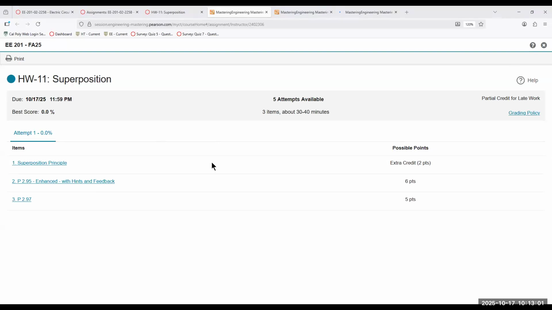Was this mesh current or was this superposition? Sometimes they have the same problems in multiple places, asking to solve in multiple ways. So I might have assigned it for mesh current perhaps. Let's see. No, this was superposition, 2.97. Since it's already here, I can go ahead and do a quick overview on this, and then we'll look at 2.95.